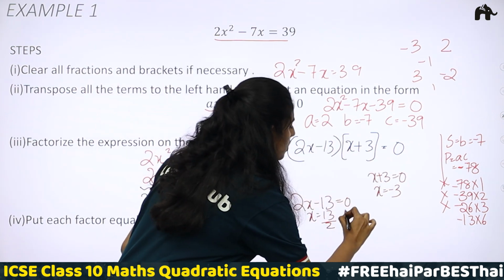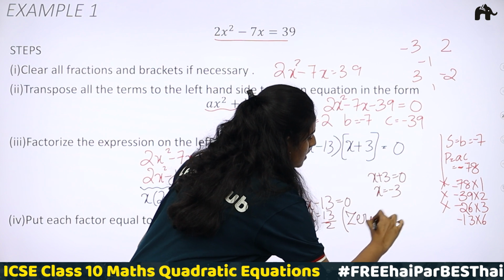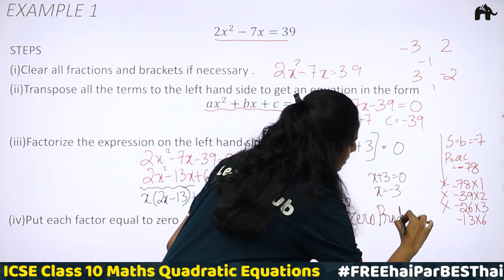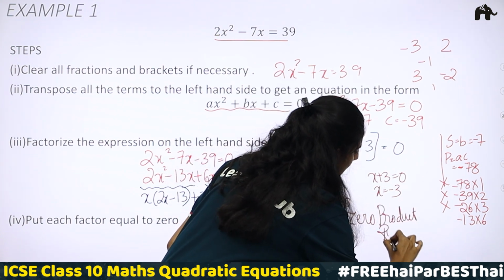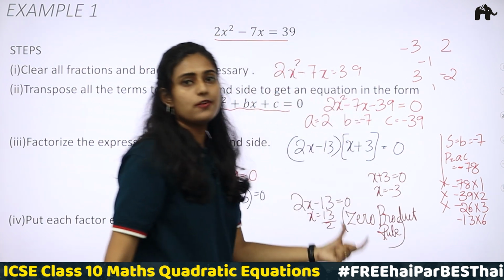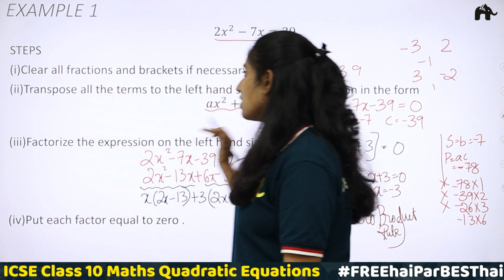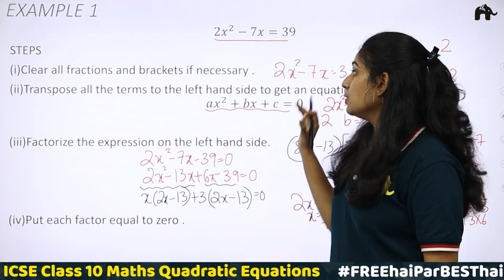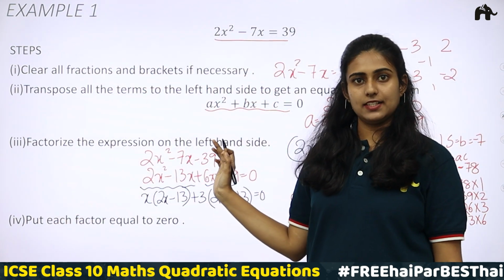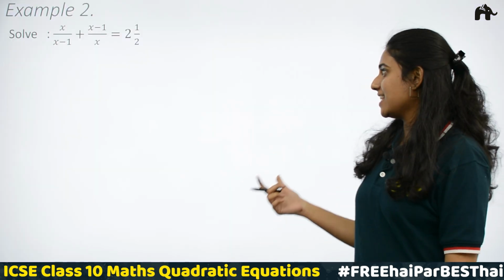This is called the zero product rule. We are applying the zero product rule to find the value of x from the factors. Got it? This is how you solve a quadratic equation using the method of factorization. Clear? Let us take another example.